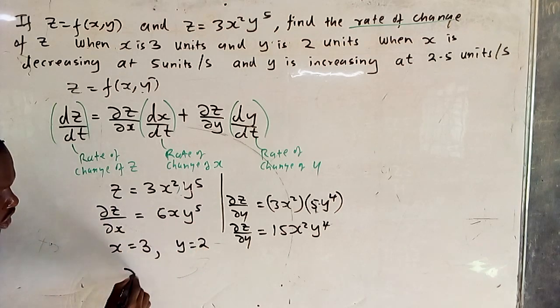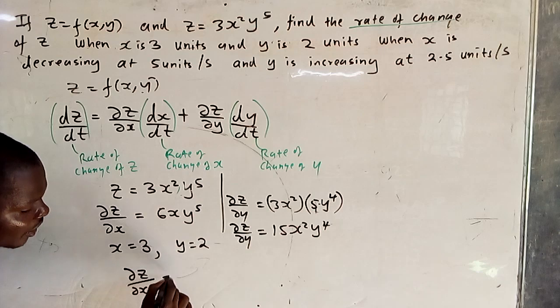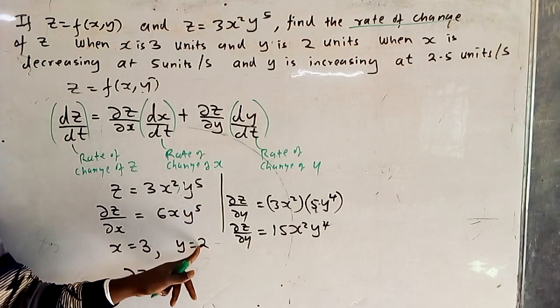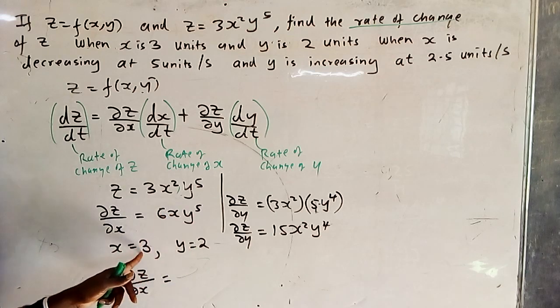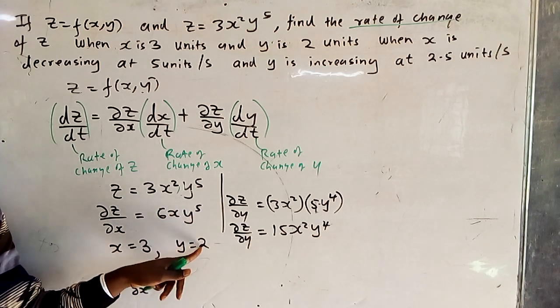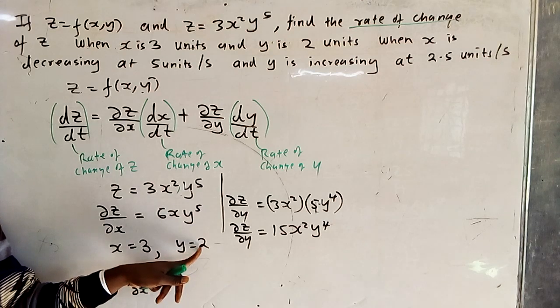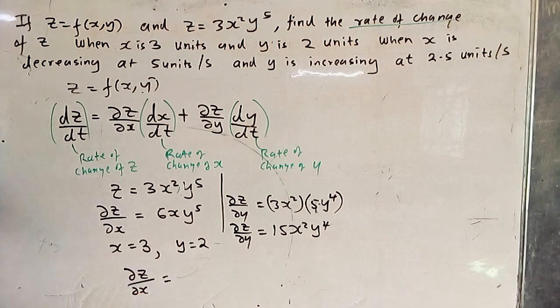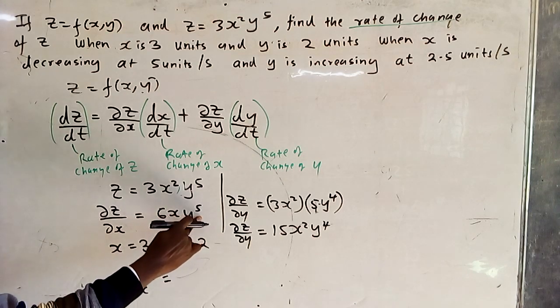So what is partial z over partial x? Meaning where there is x you put 3, where there is y you put 2, because this x you've been told to take its value to be 3. Are you seeing? And this y you'll be told to take its value to be 2. Are we together? So what is partial z over partial x? Where there is x put 3, where there is y put 2.